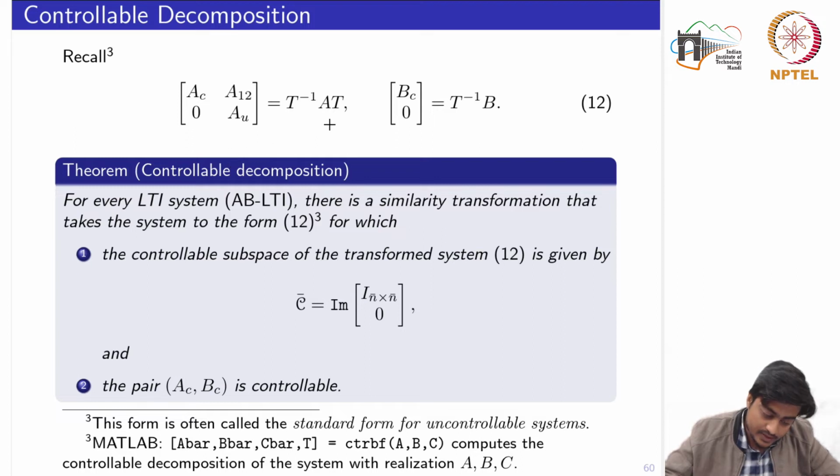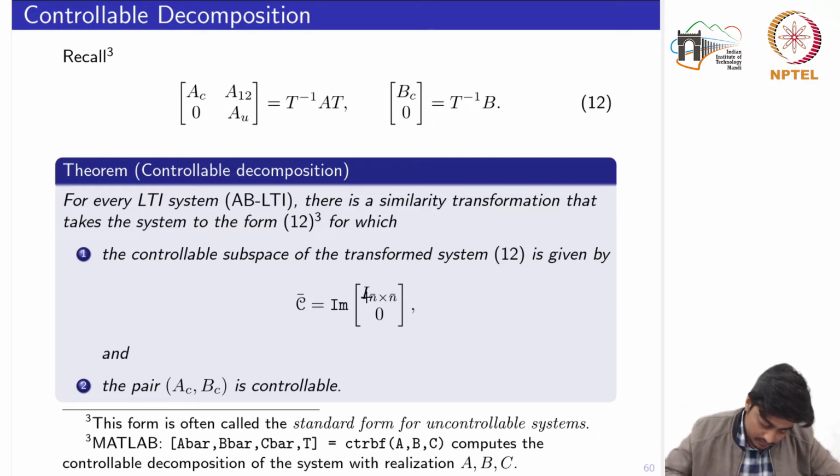So recall these two matrices we have just constructed. For every LTI system, AB LTI, there is a similarity transformation that takes the system to the form 12, which is the decomposed form, for which the controllable subspace of the transformed system is given by the image of this identity and 0, and this identity has a dimension of n bar. And the pair ACBC is controllable. Now just visualizing this result, the question you ask yourself is, if I want to compute the rank of this ACBC pair, the rank would be equal to nothing but n bar, and n bar is less than n.